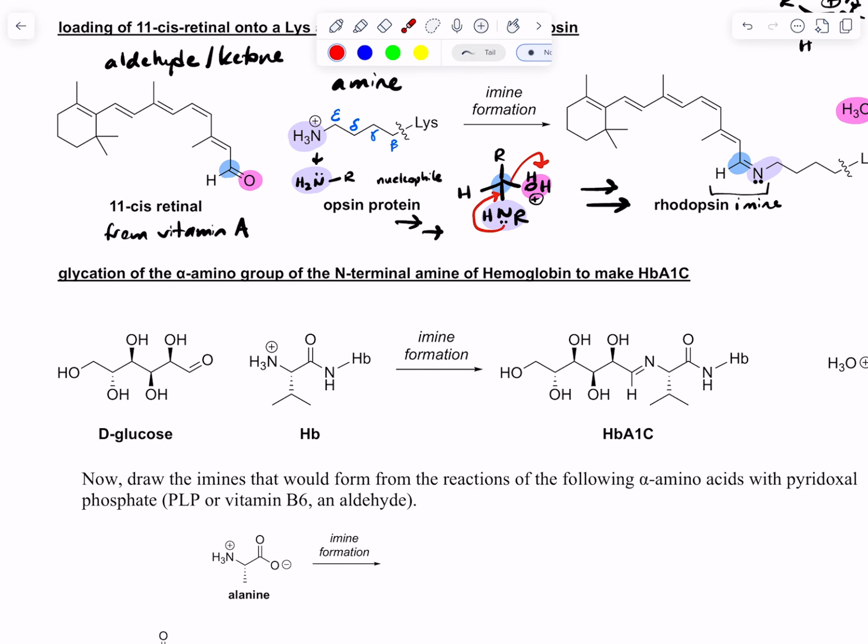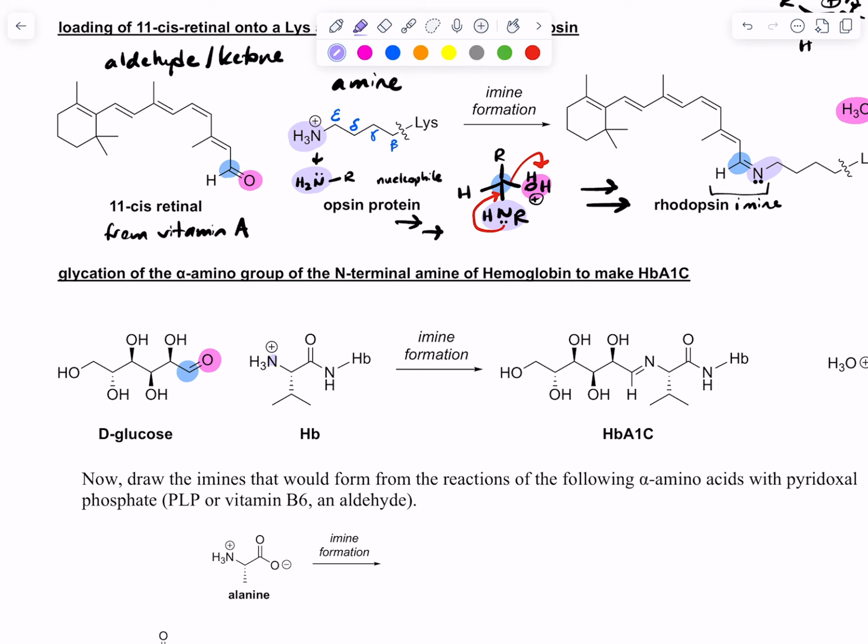We talked about blood sugar. We talked about the Maillard reaction for browning of various baked goods and cookies. Then we demonstrated that in class with real live cookies. But this is what happens to your red blood cells when your blood sugar is too high. Glucose is an aldehyde, and the glucose aldehyde can react with the N-terminal amino group of hemoglobin. This happens to be the N-terminal valine of hemoglobin.